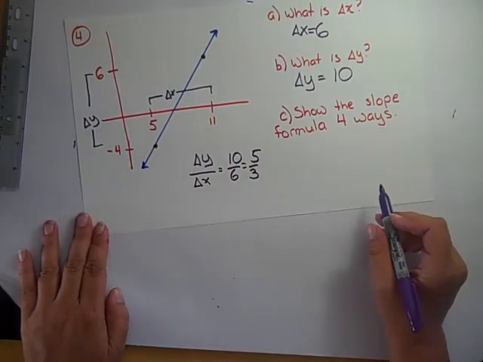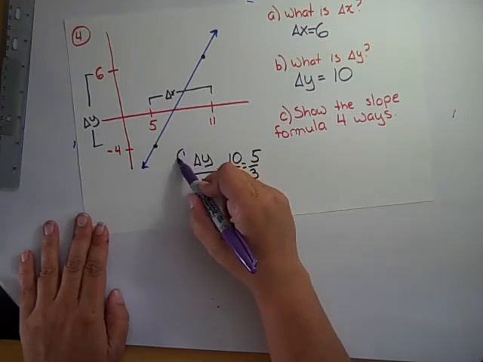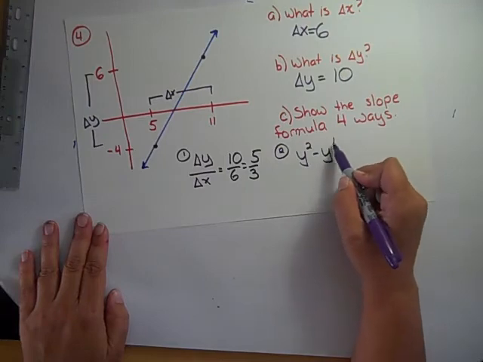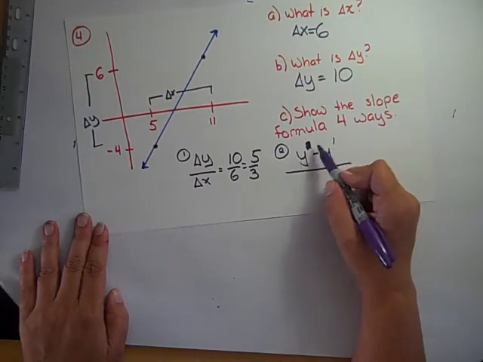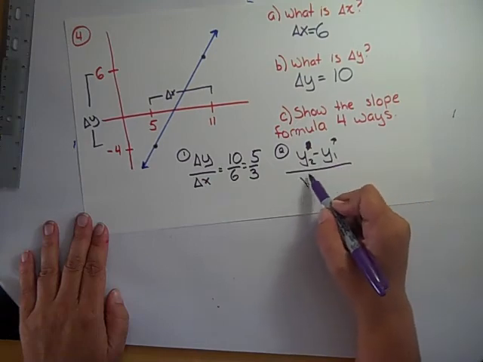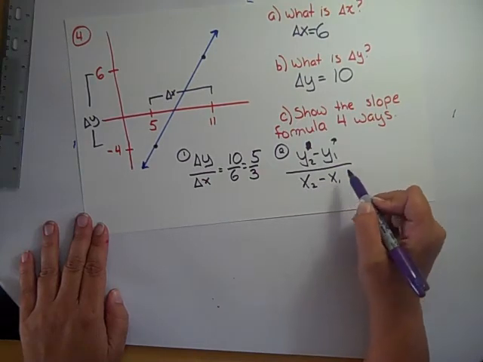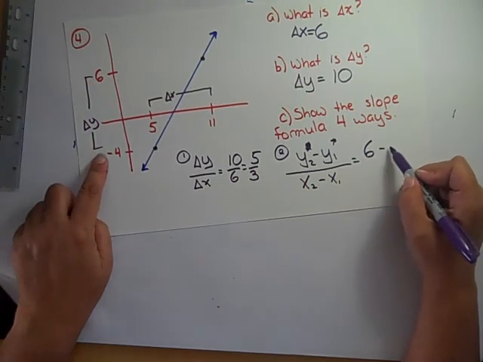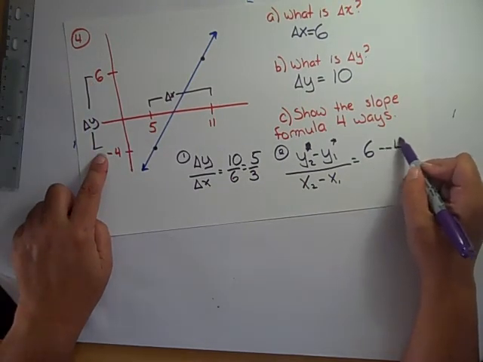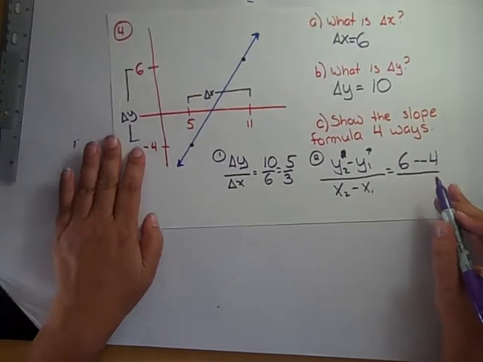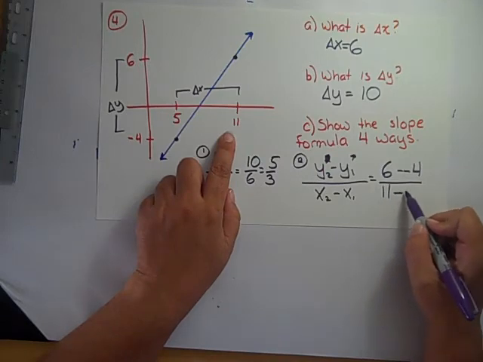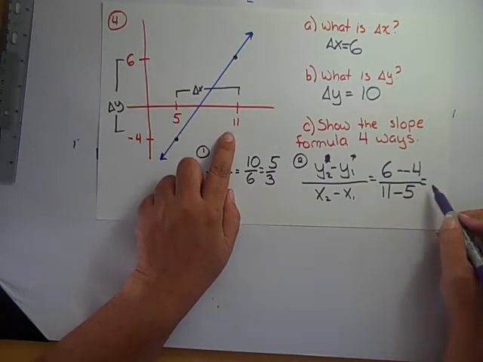Okay, what's another way we can show the slope formula? So we'll do that one way. How about y2 minus y1 over x2 minus x1? So y2 is 6, y1 is -4, x2 is 11, x1 is 5. So again we get 10/6, which is 5/3.